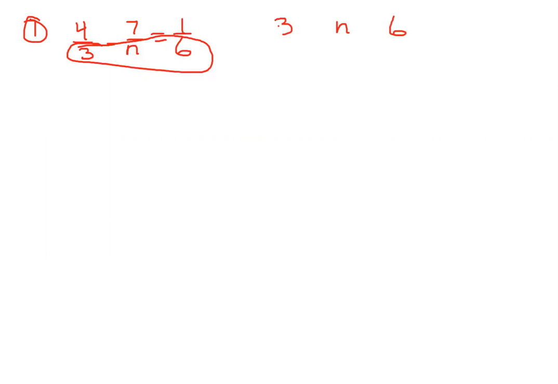Okay, we've got 4/3 minus 7 over n equals 1/6. So what we're going to do is look at the denominator and get a common denominator for every single denominator here. We've got 3, n, and 6. What's the common denominator between those? It would be 6n. So I'm going to rewrite my problem.